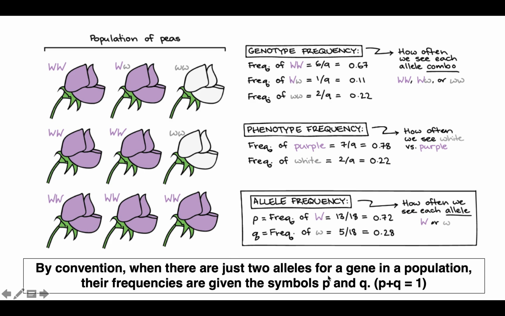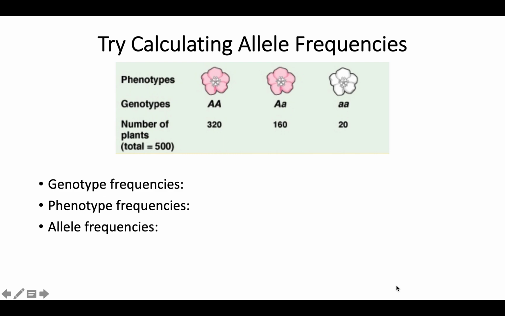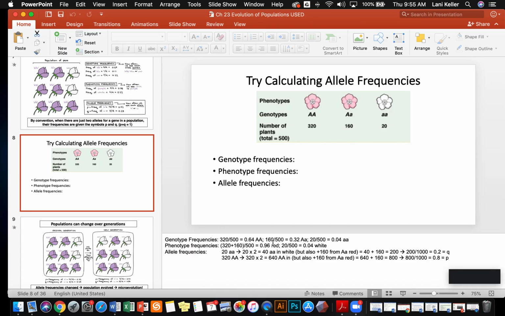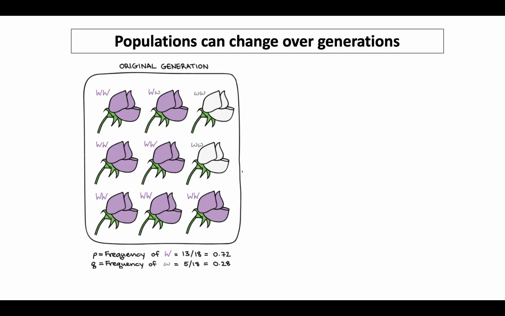By convention, dominant allele is P, recessive allele is Q. For any gene, P plus Q must equal 1. And you can calculate these, and I just want to show you that they're in my notes down here. We have how you do those calculations if you want to look back at those.